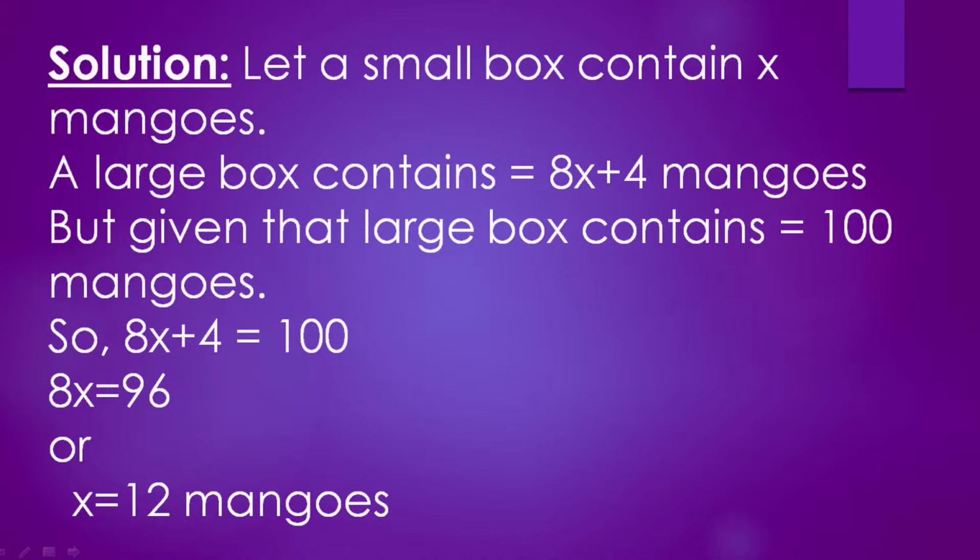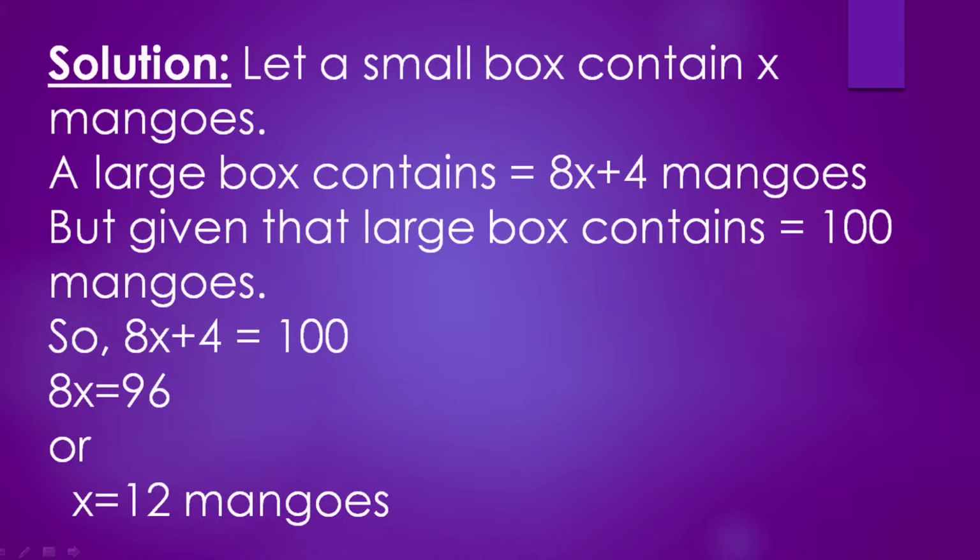So the large box will contain how much? It is 8 times the mangoes in the small box plus 4 loose mangoes. So shall I write it as 8x plus 4? Now, it is also given in the question that the large box contains 100 mangoes. So I can express this as 8x plus 4 is equal to 100. Now 8x will be equal to 100 minus 4, which is 96. So x is equal to 96 upon 8, that is equal to 12.